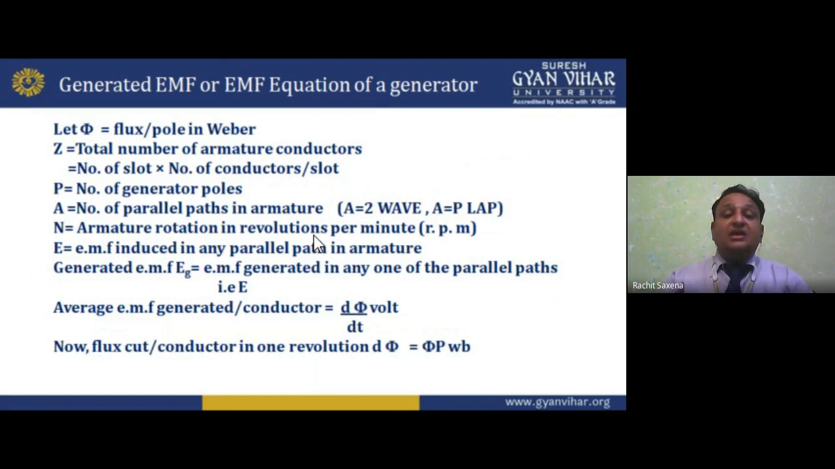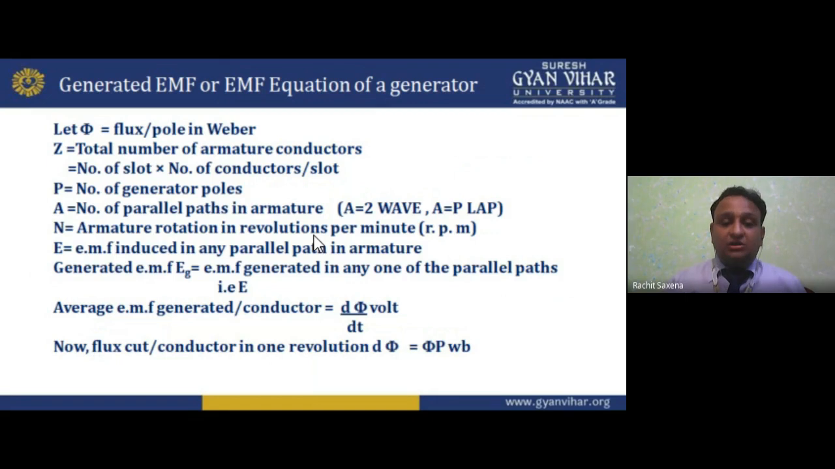Now E is the EMF induced in any parallel path in the armature. The armature has parallel paths, and the EMF will be induced like this. Now the generated EMF I am calling Eg. If I am talking about the back EMF, I have to write Eb. Now the average EMF generated per conductor is given by Faraday's law of electromagnetic induction, d phi by dt. I am not applying Lenz's law here, that is why I am not writing the minus sign. So the value will be d phi by dt.